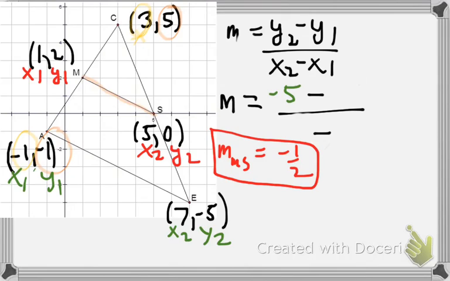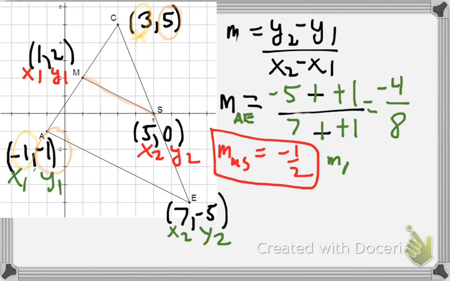-5 minus -1. Here's where writing it in black helps because you don't miss your double negatives. And then you've got your 7 minus your -1. So we're going to end up with that becoming positive, so we get -4 over, those become +8. I forgot to write down that this is the slope of A to E. So the slope of A to E when you reduce it is -1/2 as well.